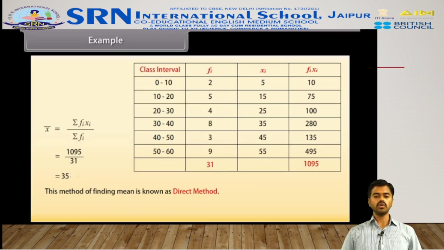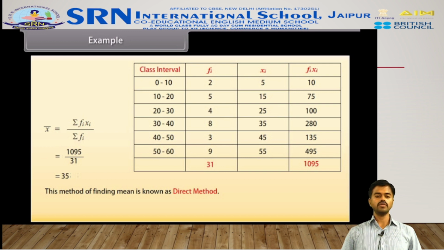Now we will introduce another term, that is the product of frequency and observation. In this table we can see that for the class interval 0 to 10, frequency is 2, observation is 5, and the product of frequency and observation is 5 into 2, that is 10. Similarly we will complete the table till the 50 to 60 class interval, where 9 is the frequency, 55 is the observation and 495 is the product of frequency and observation.